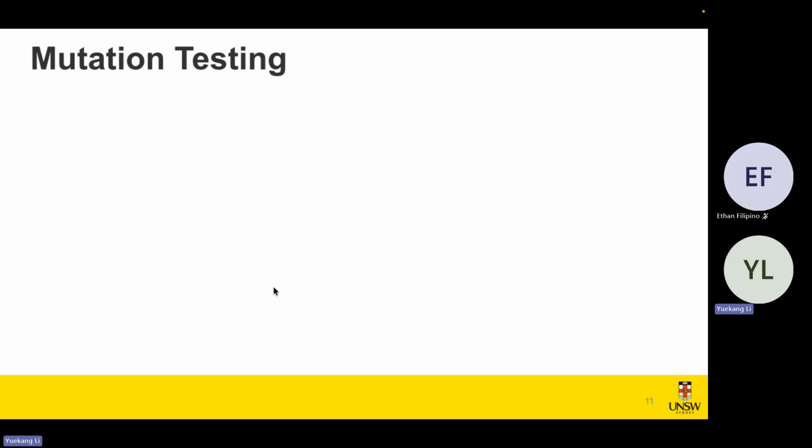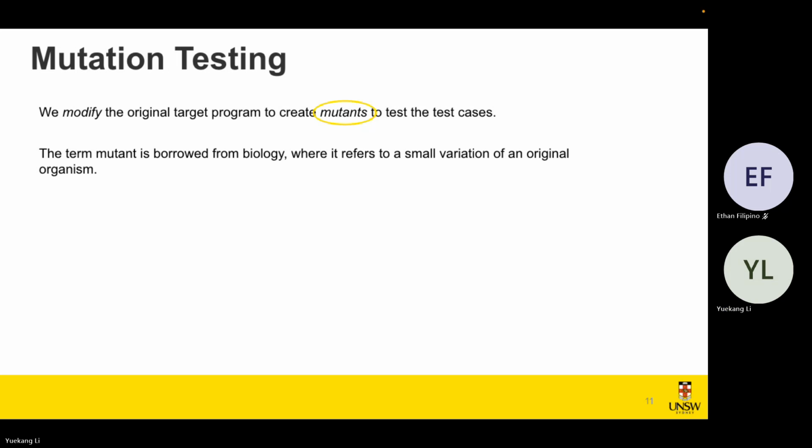And the approach of creating new target programs for testing test cases is known as mutation testing. The idea is we modify the original target program to create mutants to test the test cases. So you can see the keyword here is mutant. And mutant is actually a word borrowed from biology, which refers to adding some small variations to some organisms.